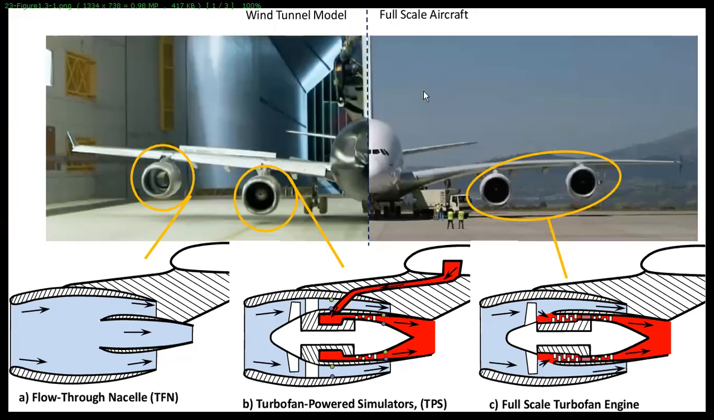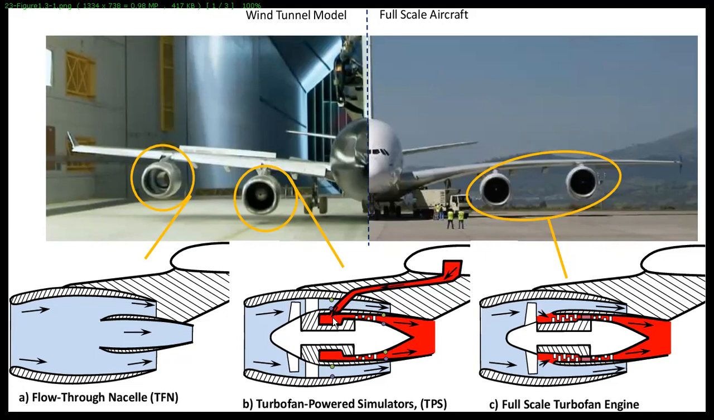Yes. This is an Airbus A380, and half the picture is the real aircraft, and half is a wind tunnel model. The real aircraft is equipped with a real engine, as in this sketch. And in this picture, in the wind tunnel, there are two different parts. This is a nacelle without any engine, just a circular channel. And this is a propulsion simulator driven by compressed air.